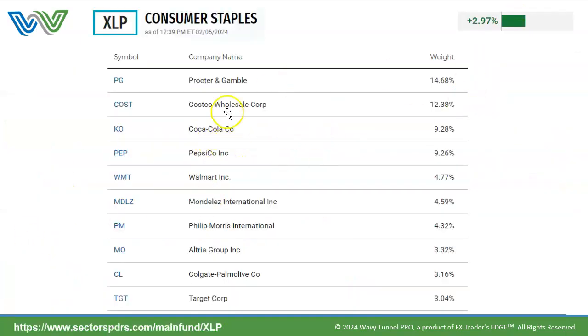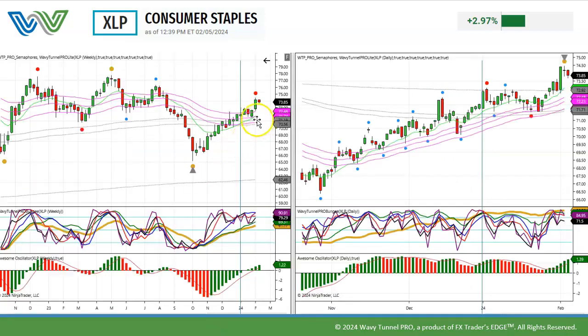So I hope you're beginning to see the different market cycles and how we are in different market cycles in each of these ETFs. This is XLP Consumer Staples, up 2.97 for the year. The top holdings include Procter & Gamble, Costco, Coca-Cola, PepsiCo, Walmart, etc. So let's look at the index itself. We can see that it's up for the year. Again, the vertical blue lines are the start of the year on the weekly chart on the left and the daily chart on the right.